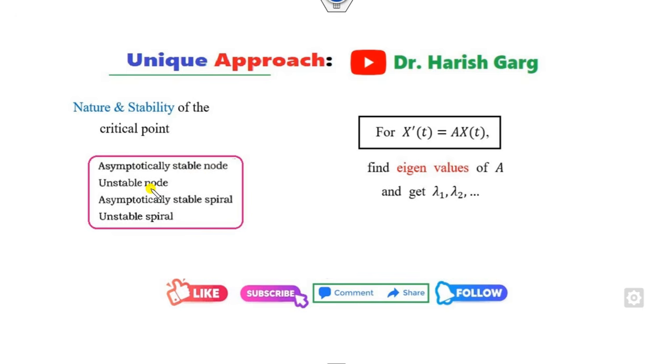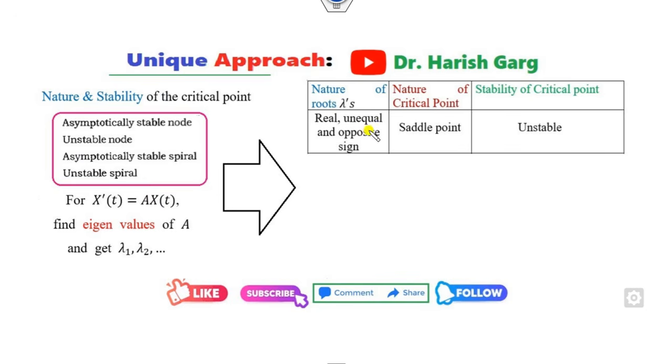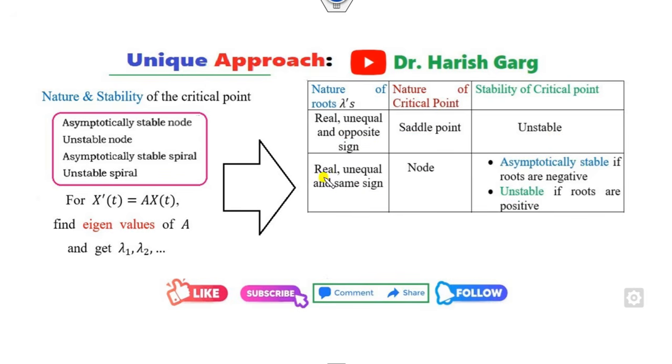So find the eigenvalues always. Fine. Whenever the eigenvalues are of opposite sign, that means if one eigenvalue is positive and the other is negative, then it is always unstable, and the critical point is a saddle point. Whenever the roots are real, same sign, but not equal, that means both positive or both negative, then it is always a node.